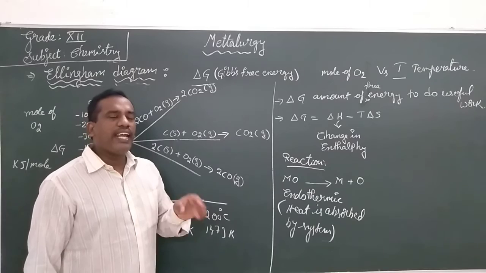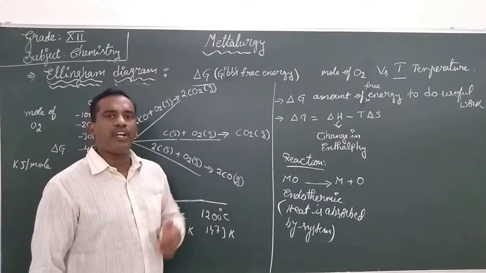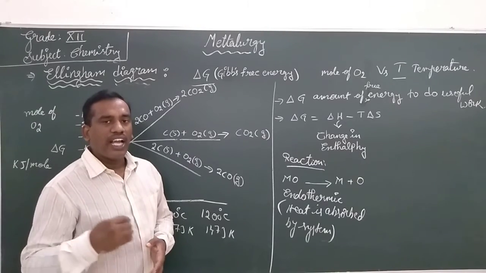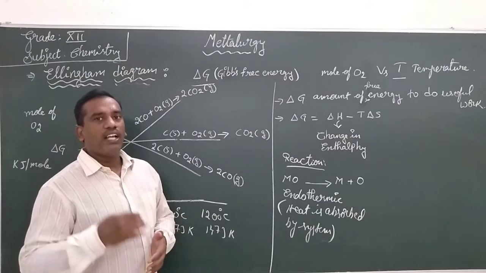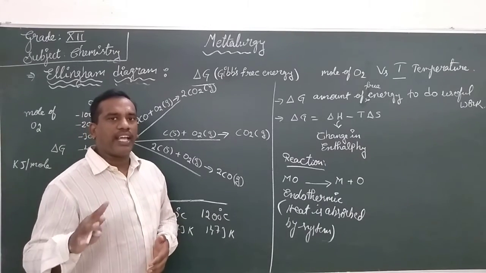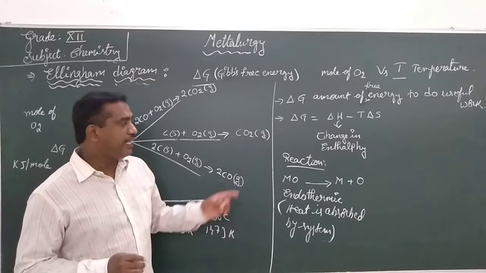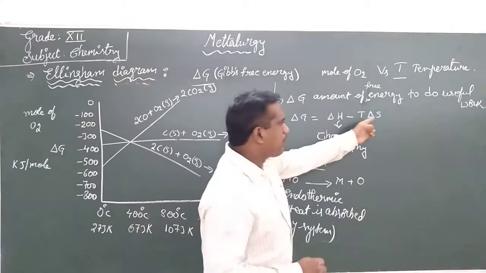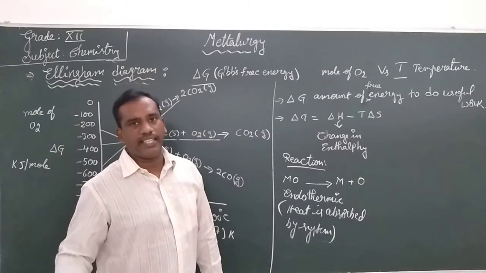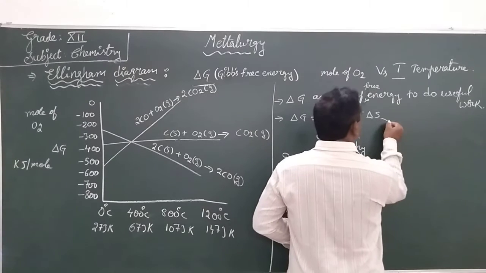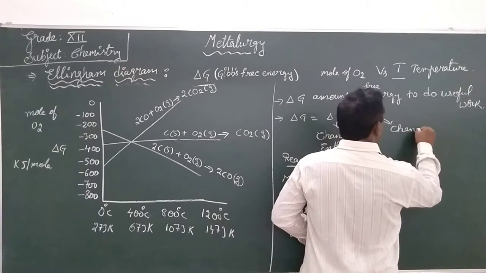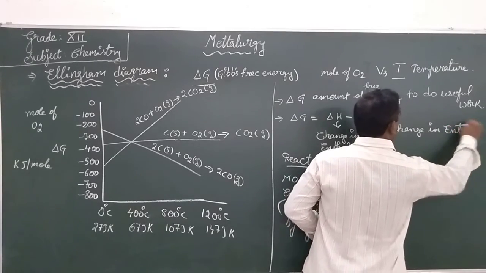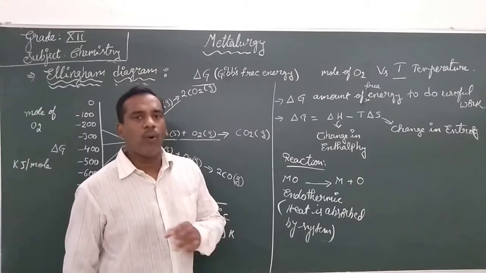What if heat is given by the system to the surroundings? We shall call them exothermic reactions, and for exothermic reactions, the change in enthalpy will be a negative value. In this example, it is showing a positive value. Then, what is the remaining term? T delta S. Here, delta S stands for change in entropy.